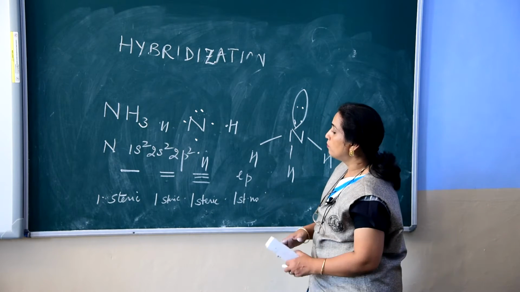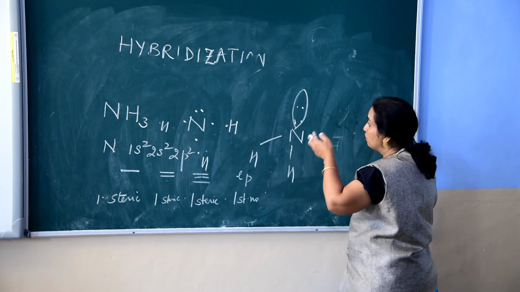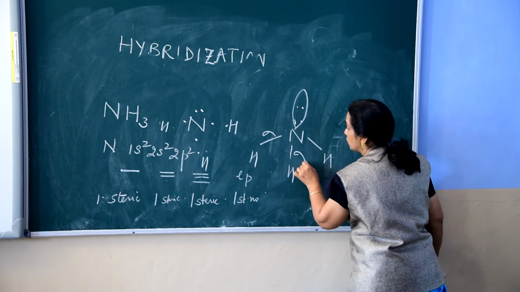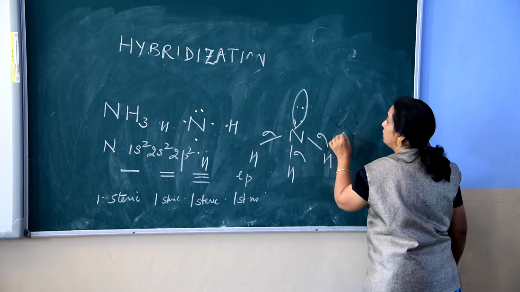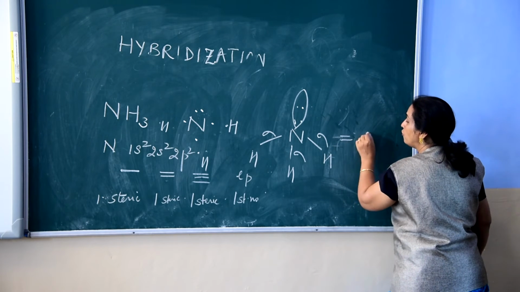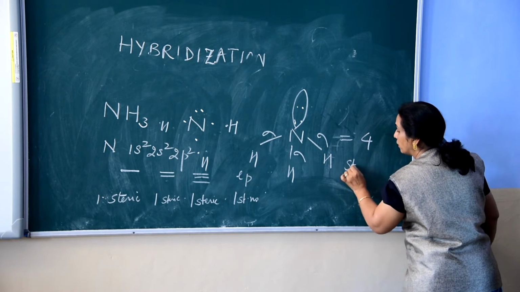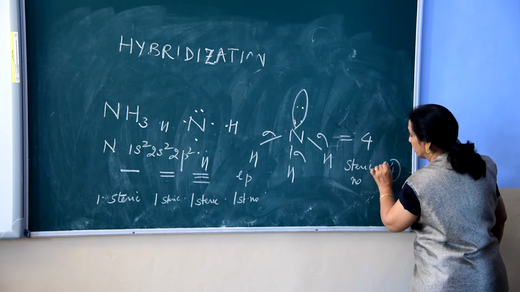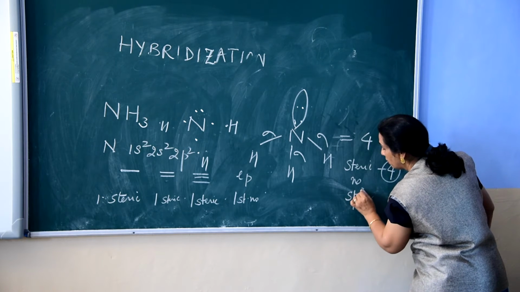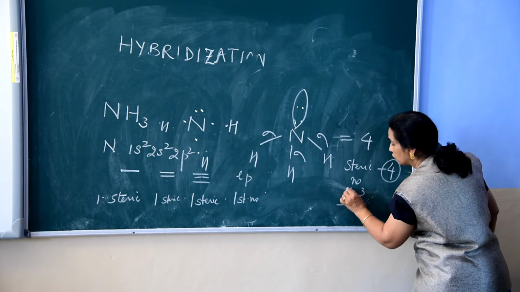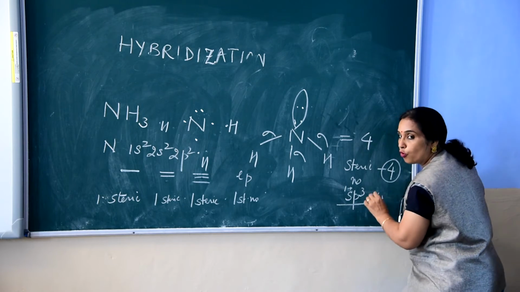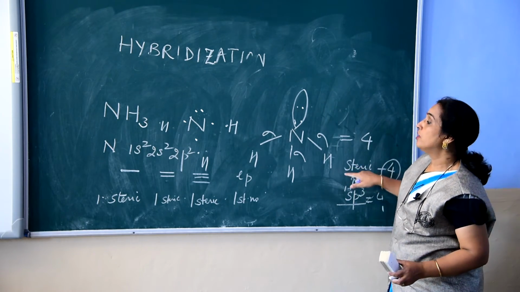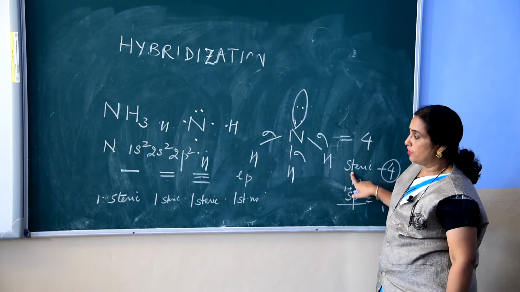So, the total steric number of this particular molecule is 1 plus 1 plus 1 plus 1, that is equal to 4. The steric number in this case is equal to 4 and this represents sp3 hybridization. 3 plus 1, that is equal to 4. So, the hybridization in case of the ammonia molecule is sp3 hybridization.